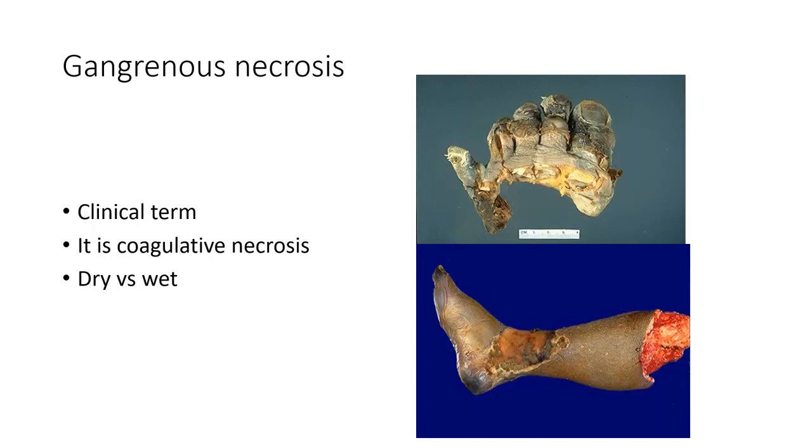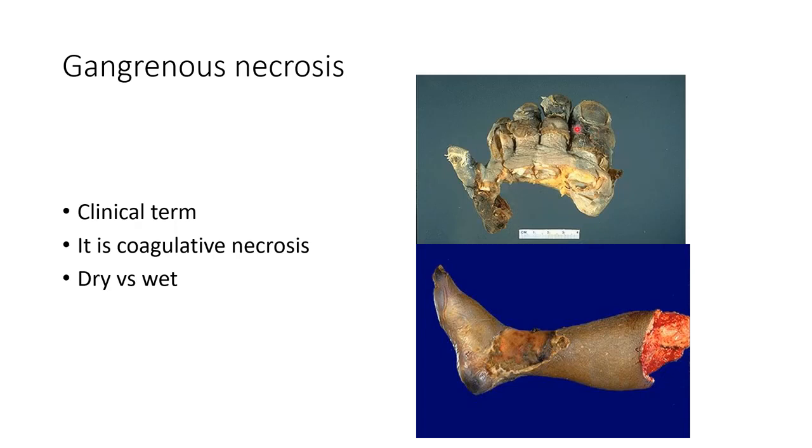The third pattern is called gangrenous necrosis, or gangrene. Now it is a clinical term, and it is a type of coagulative necrosis, but it affects more than one tissue type at the same time. Here we have the distal part of the foot. The gangrenous tissue is blackish in color because it's dead.